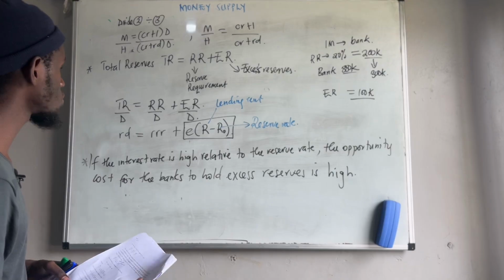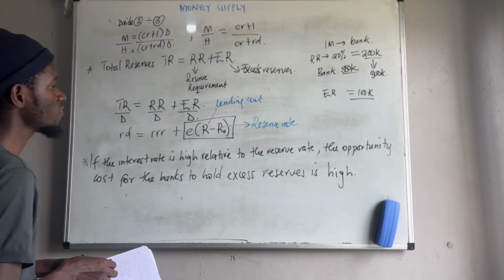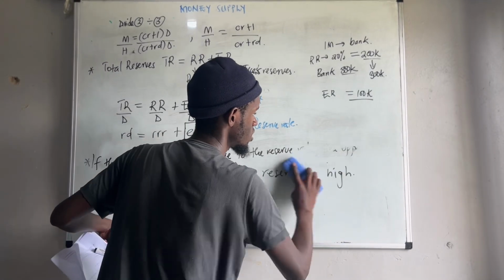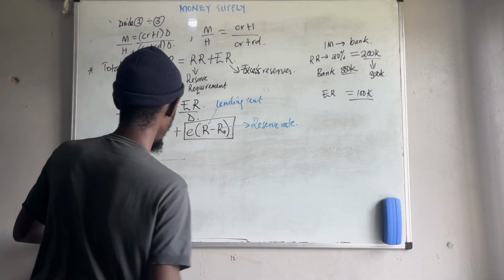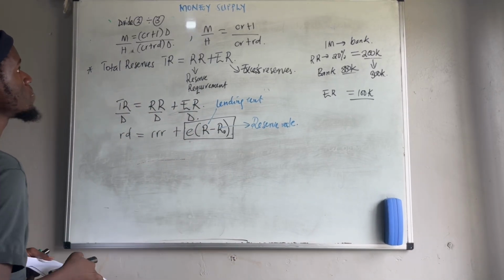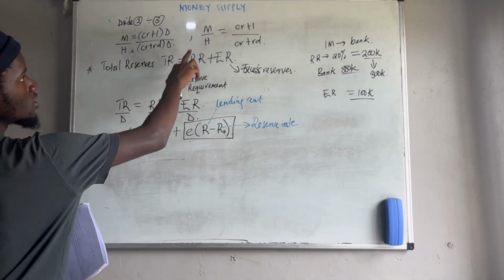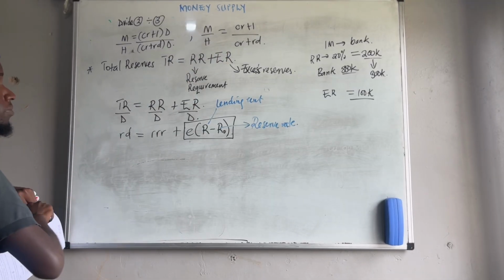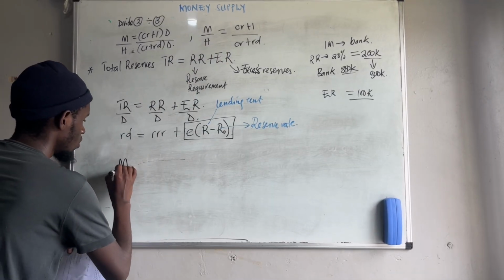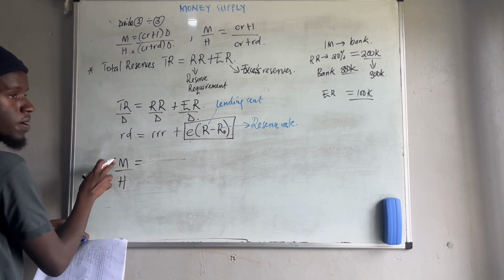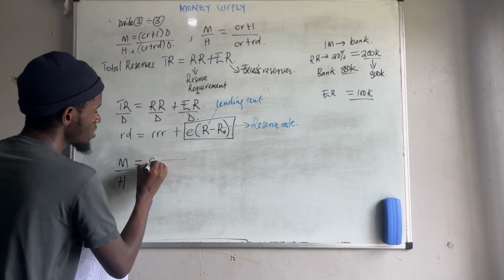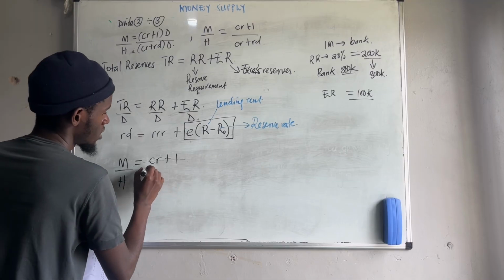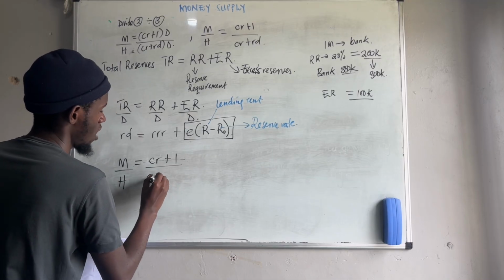Now, members, if we go back to our equations, if we put this statement back into our equation here, we shall say M over H. M we said is the money supply. This is the money definition. H is high powered money. Then CR is the currency deposit ratio plus CR. Now we shall have CR plus RD.